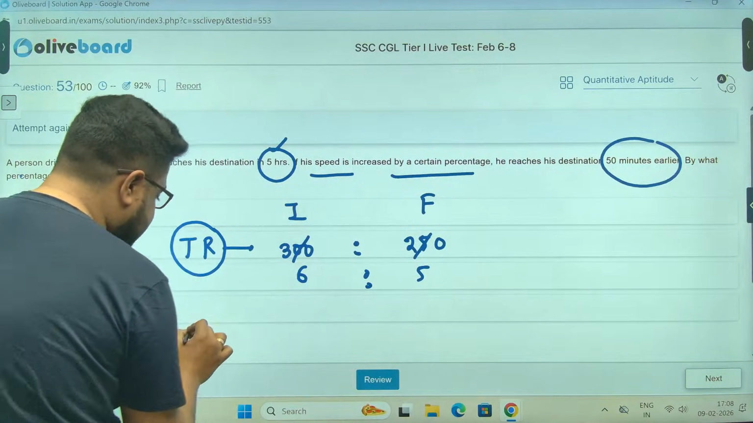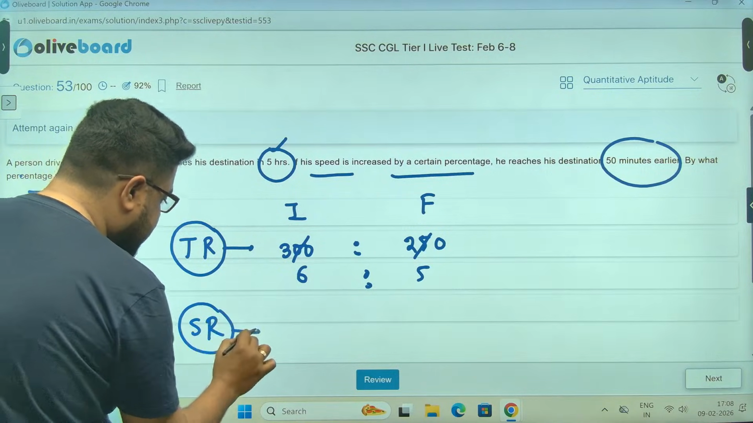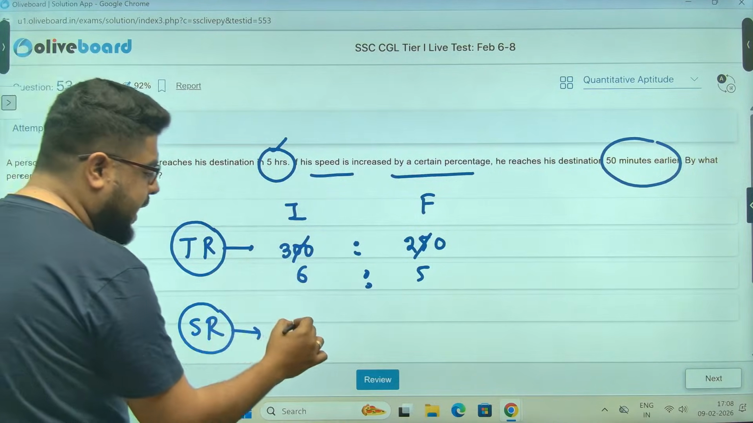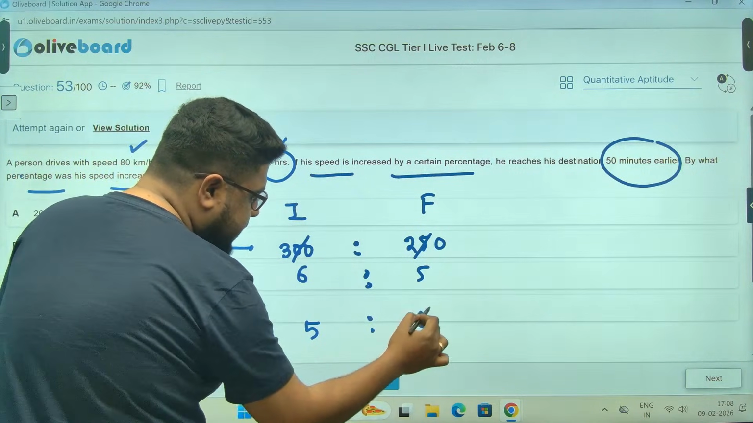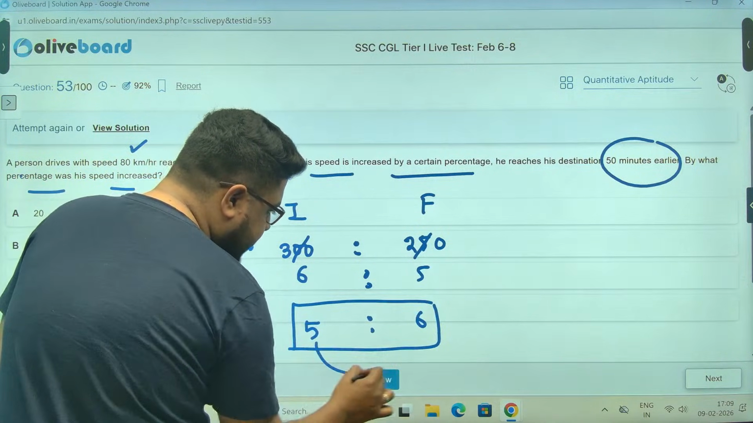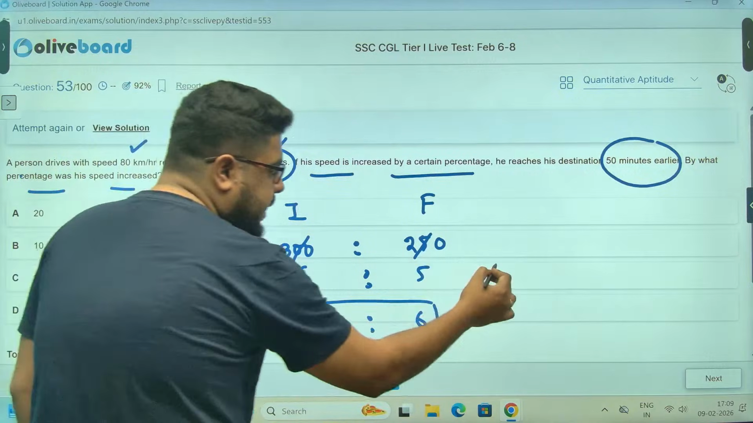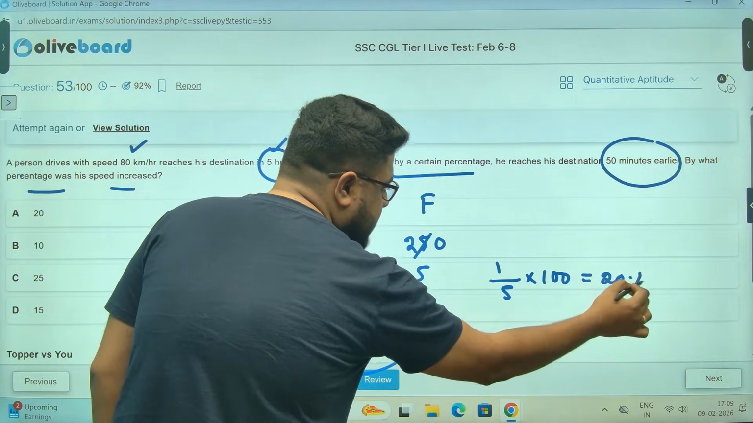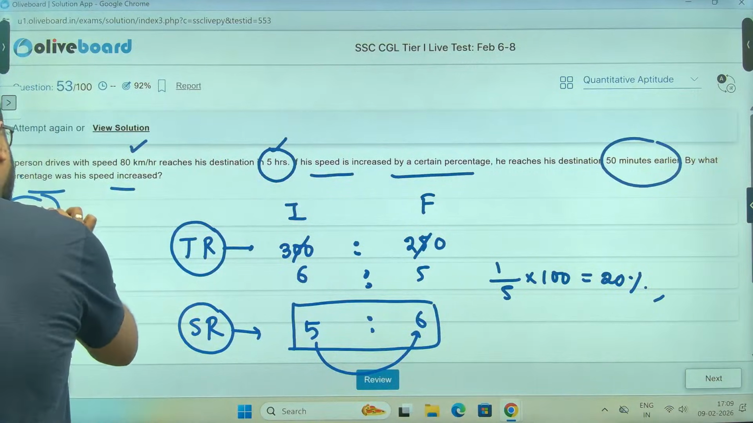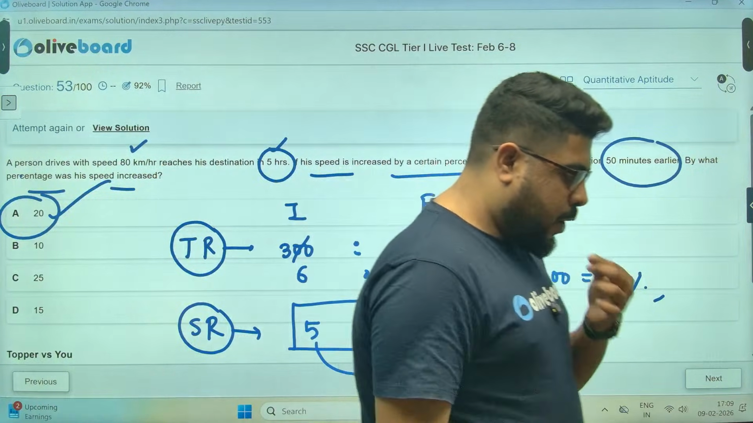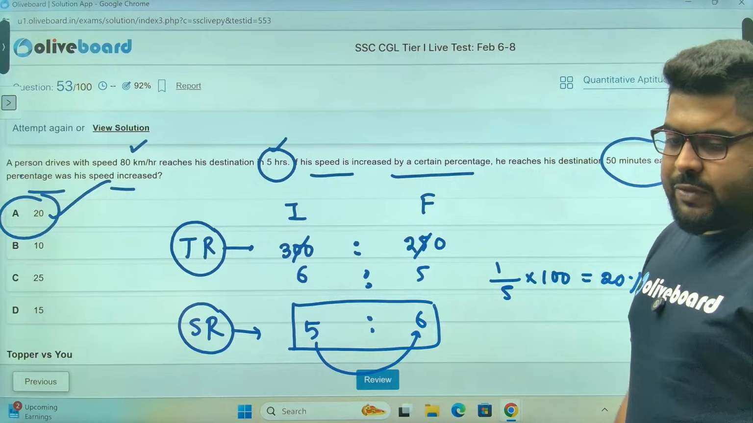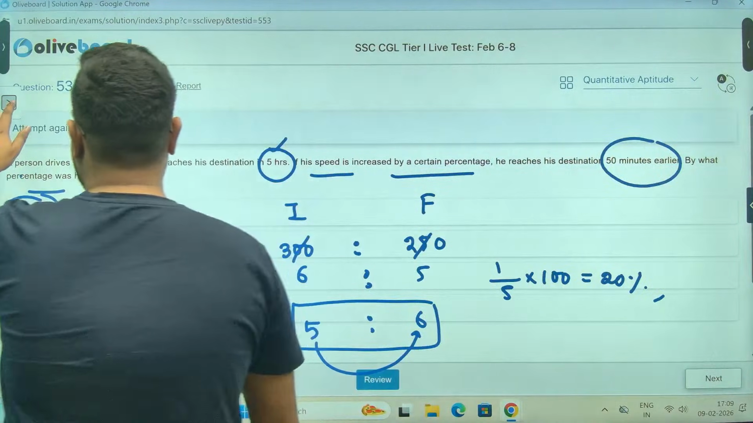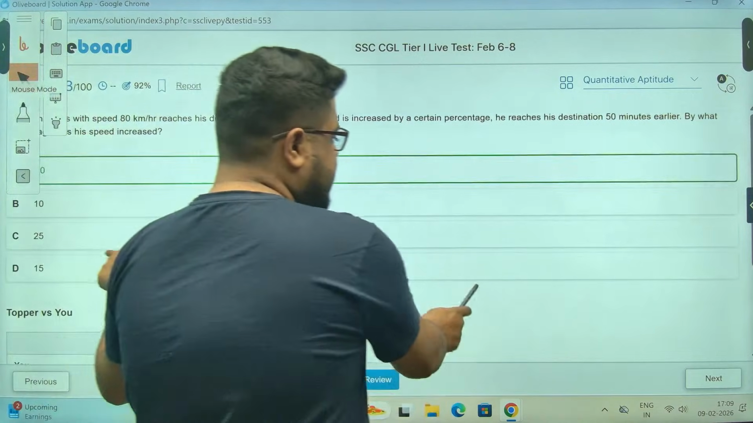I know that if distance is constant, which is the case over here because he is going the same distance, then speed ratio and time ratio are inverse. So the speed ratio will be 5:6. So what is the increment in speed? 1 part increment out of 5 parts into 100, meaning 20%. Done, sir. Option number A once again is your correct answer, sir. You see, very simple. So we have done 3 questions.